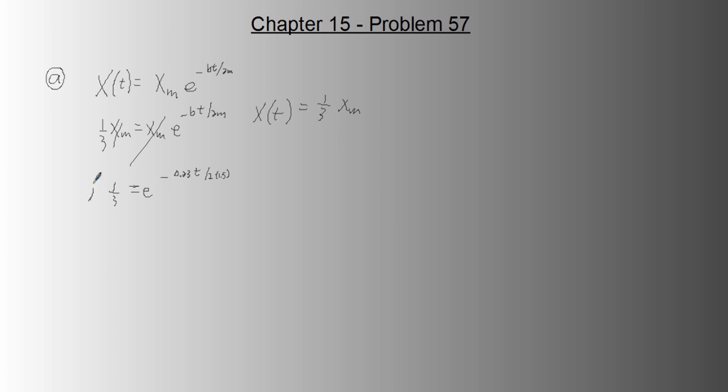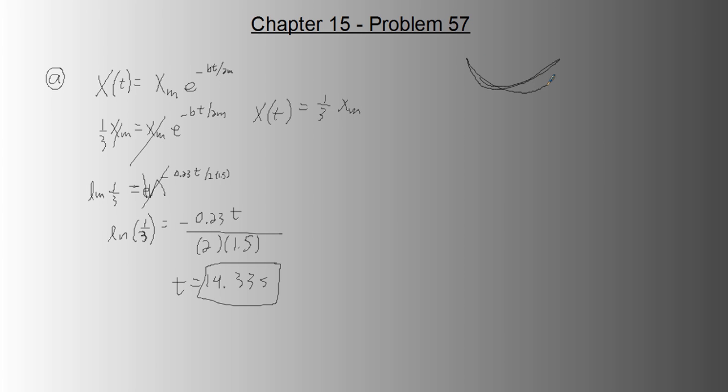To get rid of the e, we've got to do the ln of both sides. So just ln this, and that cancels. So ln one-third equals negative 0.23t over 2 times 1.5. Solve for t, and you get t equals 14.33 seconds.